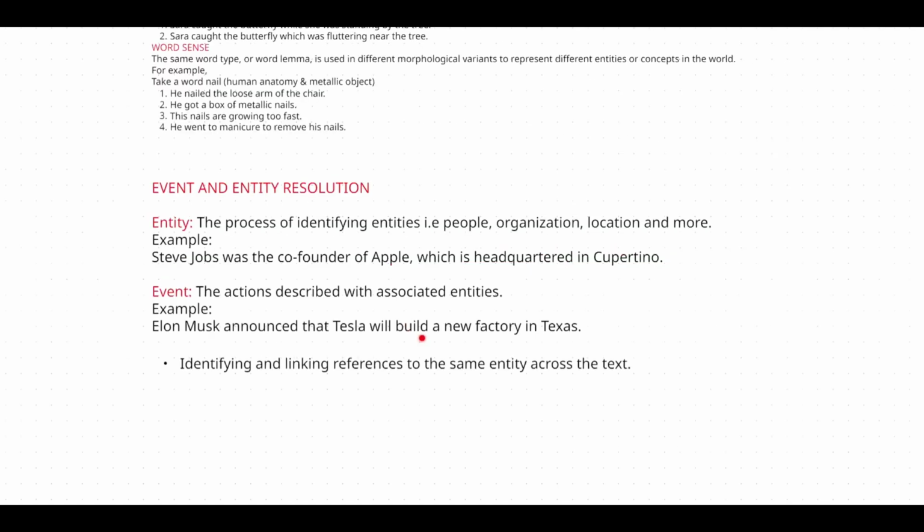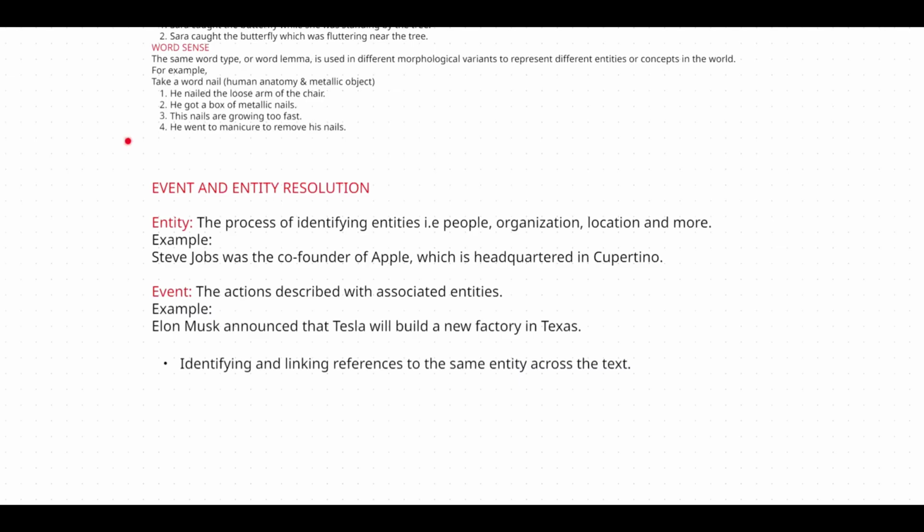So in my previous video, I discussed the two requirements, that is structural ambiguity and word sense, in the concept of semantic interpretation. In today's video, I am going to discuss only event and entity resolution, and in the next videos, I am going to discuss the other requirements.